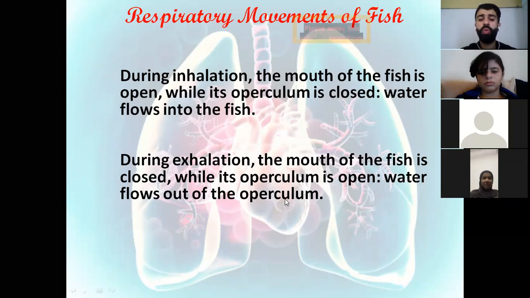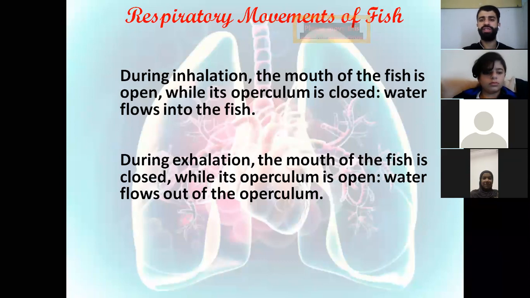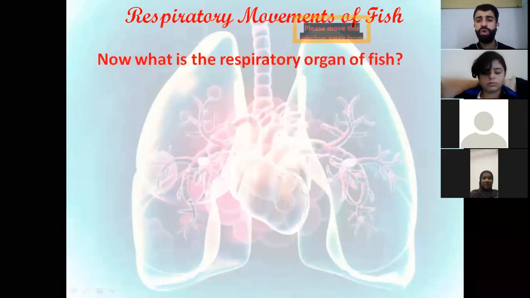The water that exits the body of the fish will be rich in carbon dioxide, since the gill gives it the carbon dioxide and takes the oxygen from the water. So the water entering is rich in oxygen, while the water leaving is rich in carbon dioxide. Since the fish needs oxygen from the water, it gets the oxygen needed and gets rid of carbon dioxide during exhalation. So, what is the respiratory organ of the fish?